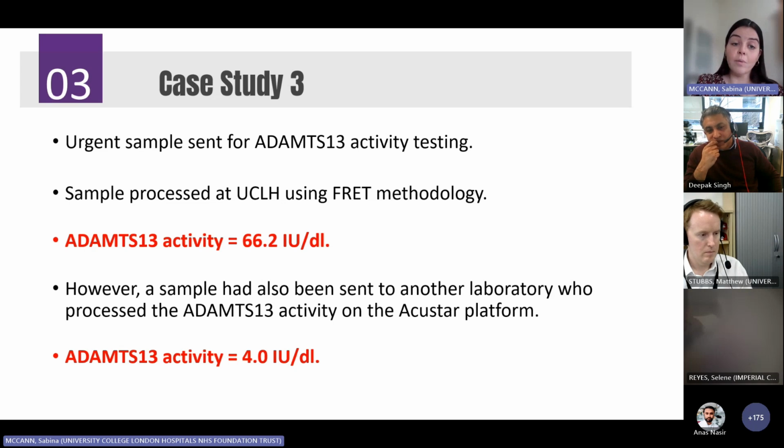However, for some reason, a sample was also sent to another lab who performed ADAMTS13 activity on the AcuStar platform, and this led to a discrepancy in results. The ADAMTS13 activity on the AcuStar reported a result of 4 international units per deciliter, therefore indicating TTP. So again, I will launch another poll, and I would ask you, at this point, given all the information presented and what Matt and Deepak have previously discussed, do you think that this is a TTP case?